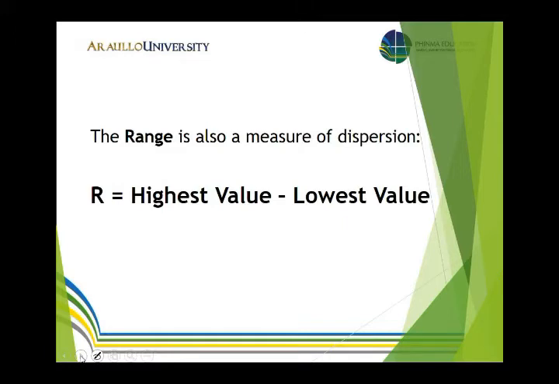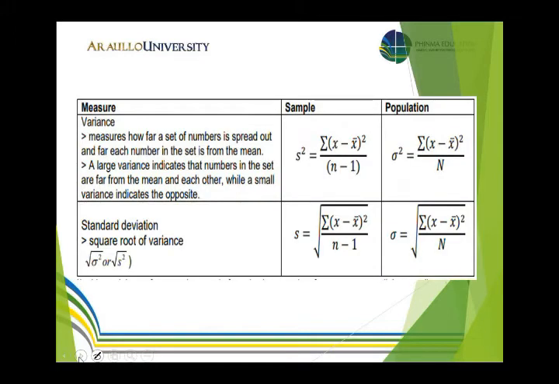Okay, so let's move on to variance and standard deviation. So variance measures how far a set of numbers is spread out. A large variance indicates the numbers in the set are far from the mean and from each other, while a small variance indicates the opposite. And then we have standard deviation, the square root of variance.